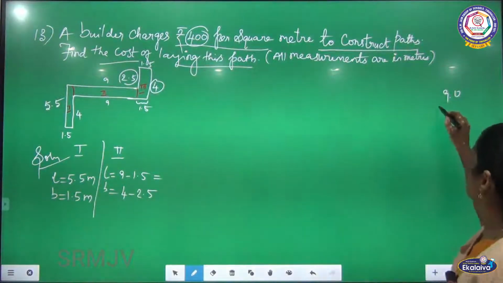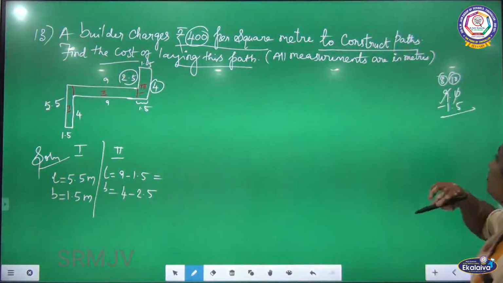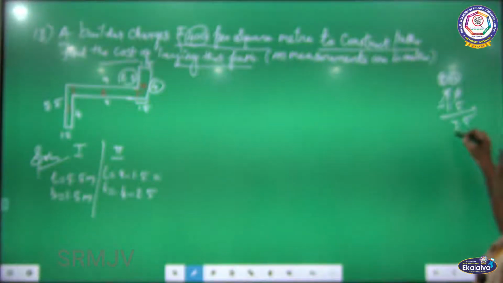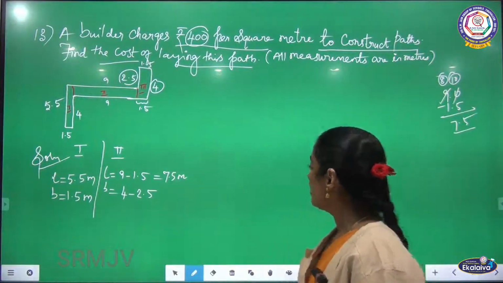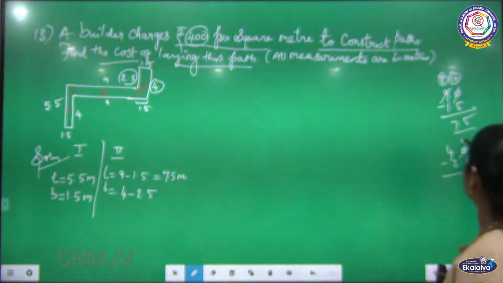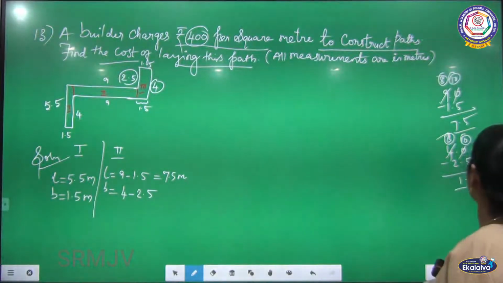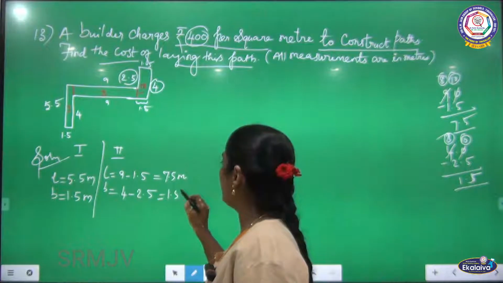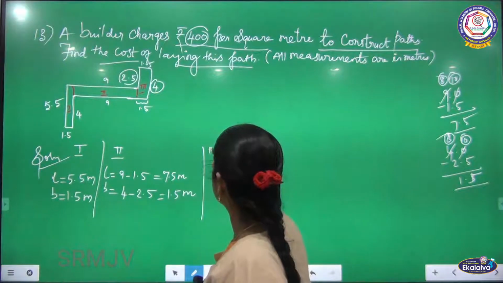9 minus 1.5. So you have to borrow this. So 10 minus 5 is 5. 8 minus 1 is 7. So 7.5 meter. Next, 4 minus 2.5. See, this is 10 and 3. So 10 minus 5 is 5. 3 minus 2 is 1. So the answer is 1.5 meter. Now I am going to find out the third rectangle.